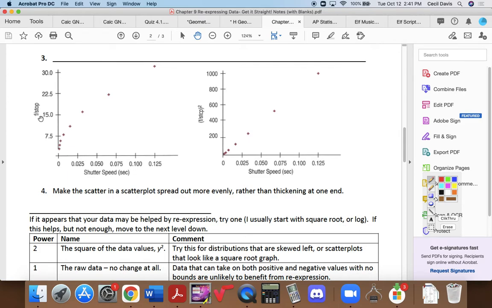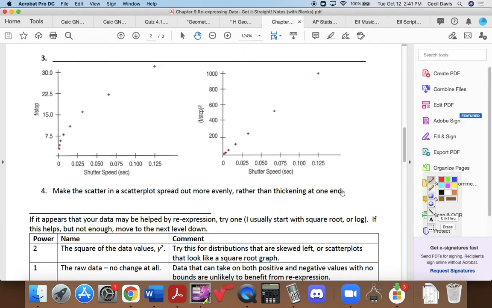So we have the f-stop and shutter speed compared, and that's very much a curved set of data, right? Yes. It almost looks like a log. Oh. Yeah, or like a square root. But it's not quite flat enough to be a square root. But yeah, looks like a logarithm or a square root.